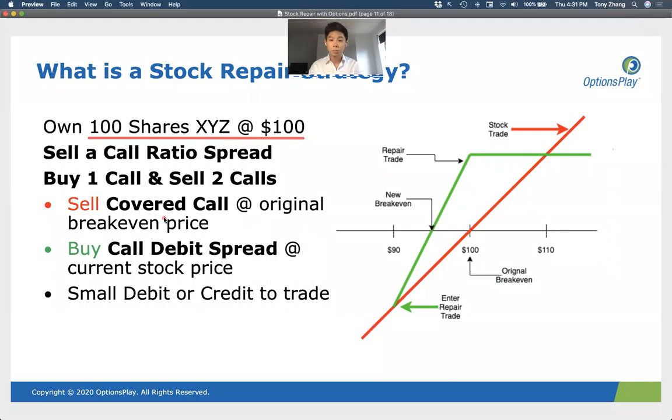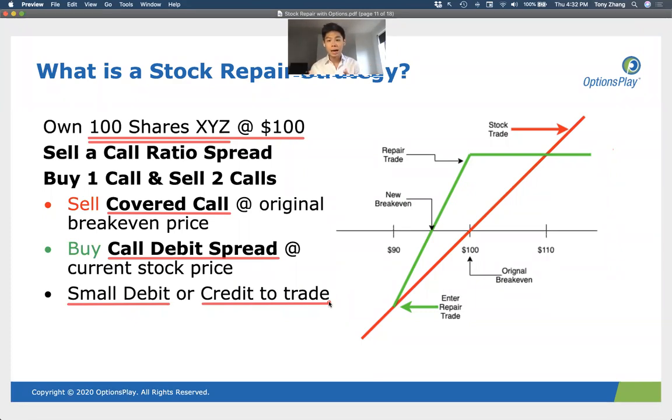What you're doing when you're putting on a ratio spread is selling a covered call against your original 100 shares. Then you take the proceeds of that covered call and buy a call debit spread. The goal is that the covered call you sell pays for the cost of the debit spread. You want to trade this either at a very small debit, so sometimes you have to pay a little bit, sometimes you get paid a credit to enter this trade. But generally speaking, you want to be able to place this trade for virtually zero cost, meaning it's not going to add any risk to your portfolio, and it's not really reducing any risk to your portfolio.